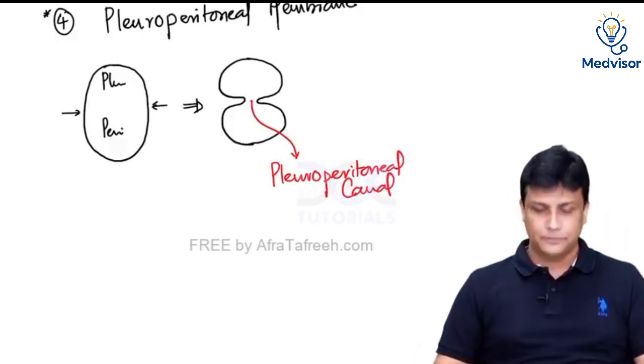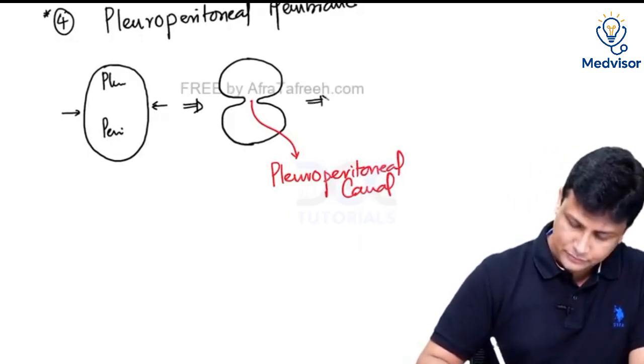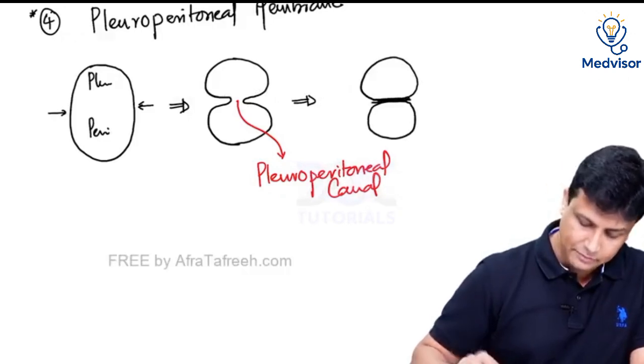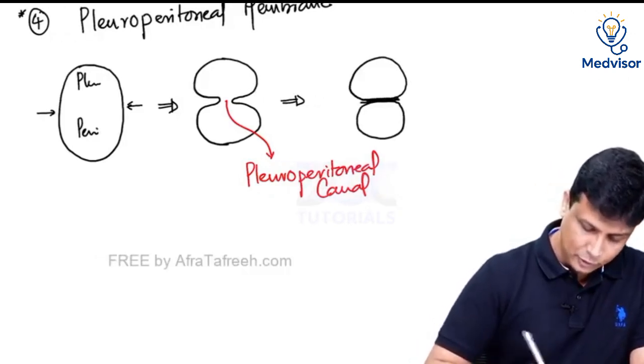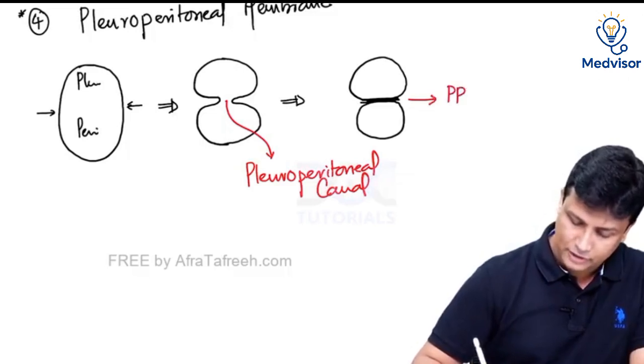Pleuroperitoneal canal, guys. Fine. And finally, what is going to happen here? This is going to fuse together. And once it is fused together, it will lead to the formation of that membrane in the middle, and that membrane is nothing but the pleuroperitoneal membrane. I'll just write down in short as pleuroperitoneal membrane.